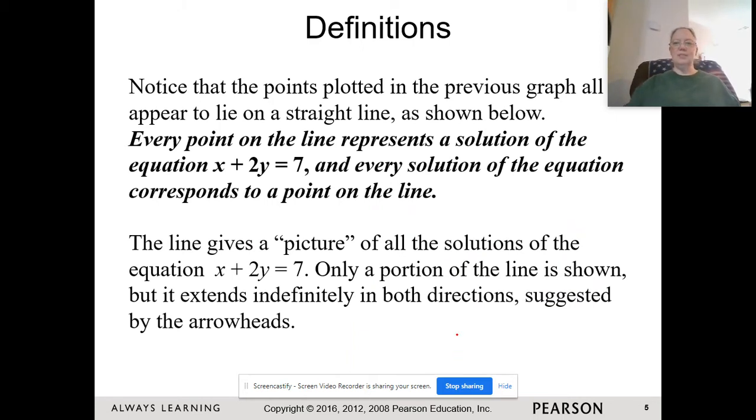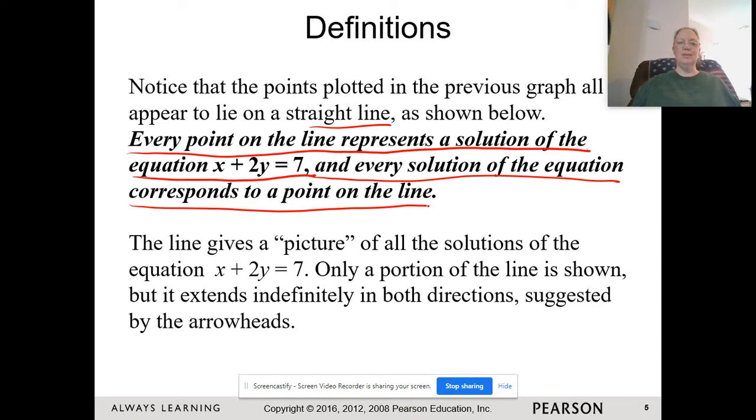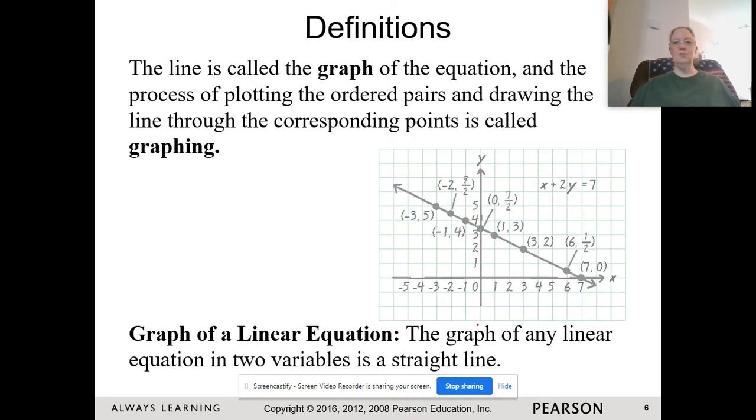Notice that the points in the previous graph all appear to lie in a straight line. Every point on the line represents a solution of the equation x plus 2y is equal to 7, and every solution of the equation corresponds to a point on the line. The line gives us a picture of all of the solutions of this equation. We only draw a portion of the line, but it does extend in both directions because we put arrows on either end. So here is the graph of x plus 2y is equal to 7, okay?